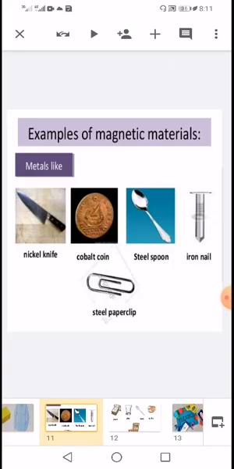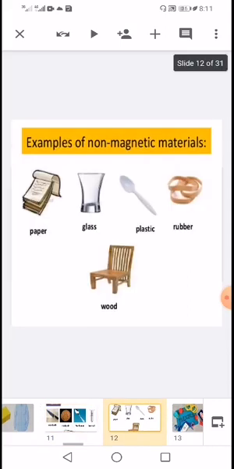Examples of magnetic material. Magnetic material is also a property of material. The materials which attract the magnet are called magnetic materials. Those things which attract the magnet and stick to the magnet are called magnetic materials. The materials which do not attract the magnet are called non-magnetic materials. Examples are paper, glass, plastic, rubber, wood.